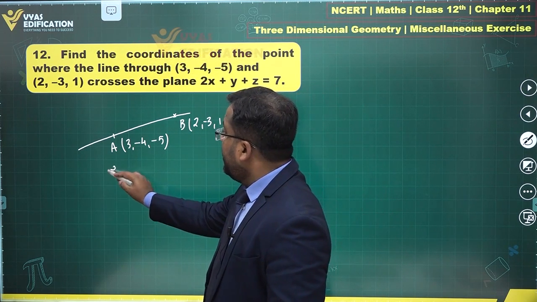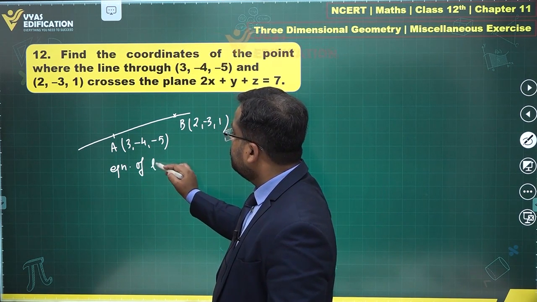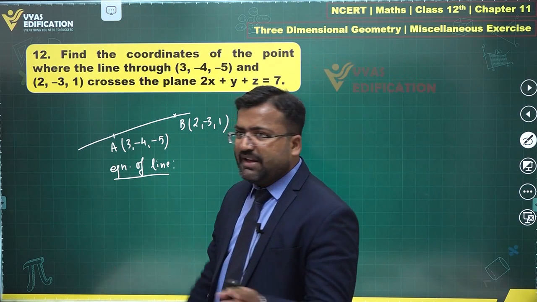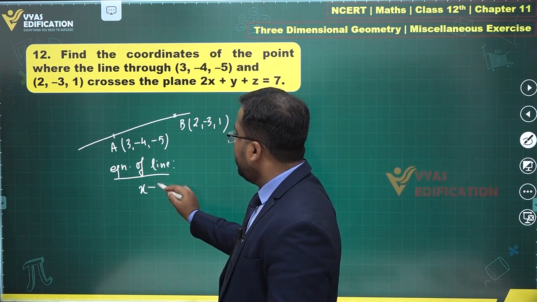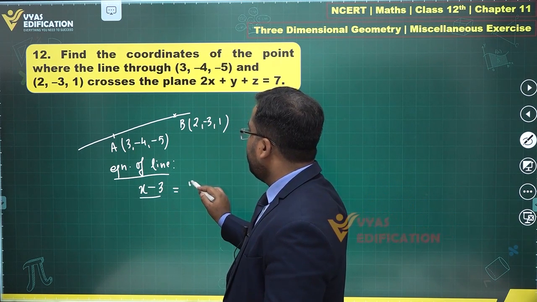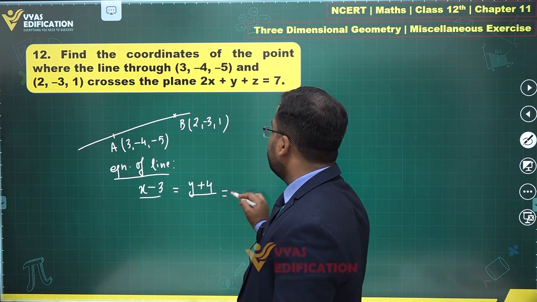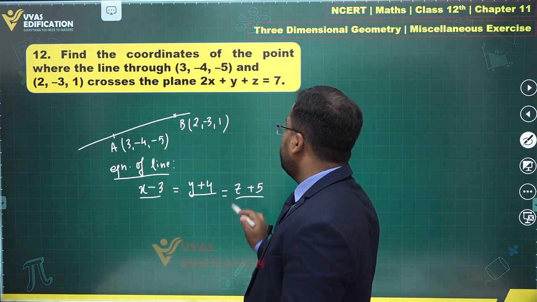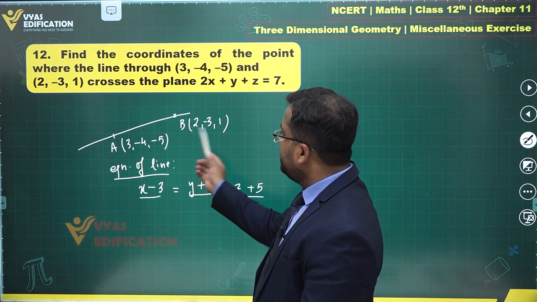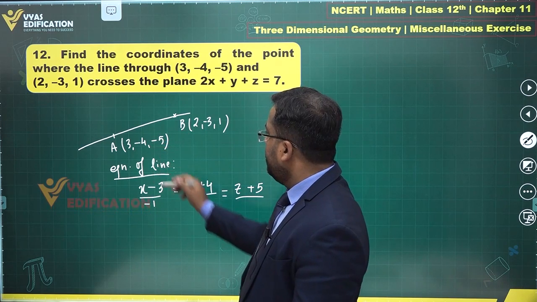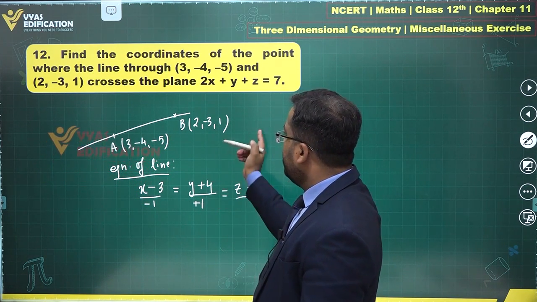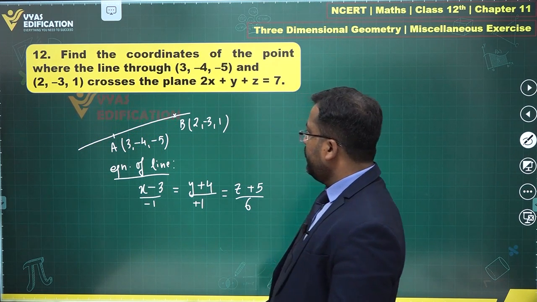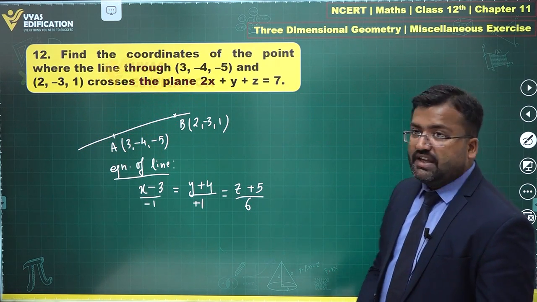The equation of line will be x minus x1 upon x2 minus x1 and all. So let's choose any point: x minus 3 upon something, y plus 4 upon something is equal to z plus 5 upon something. And the direction ratios of the line will be this minus this, which is minus 1, minus 3 plus 4 will become plus 1, and 1 plus 5 will become 6. This is what you get, right? Please note this carefully.